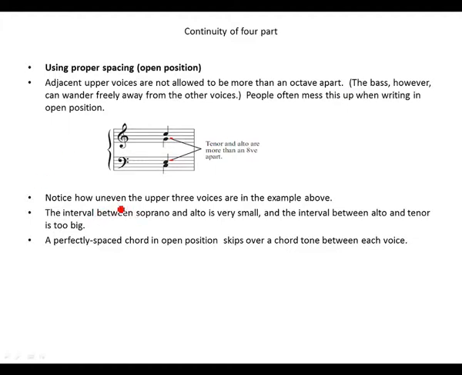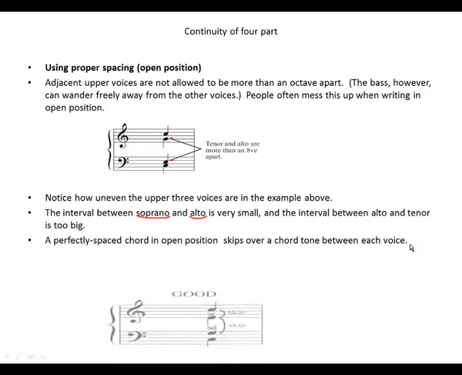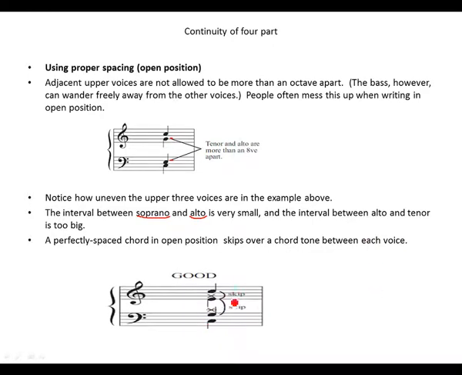Notice how uneven the upper three voices are in the example above. The interval between soprano and alto is very small, and the interval between alto and tenor is too big. A perfectly spaced chord in an open passage skips over a chord tone between each voice. And this is how we needed to do it.